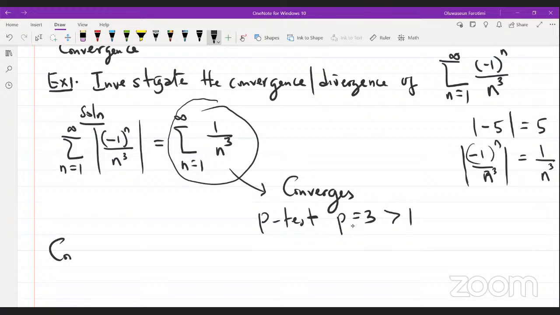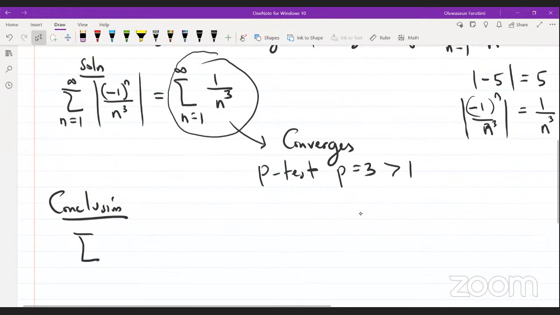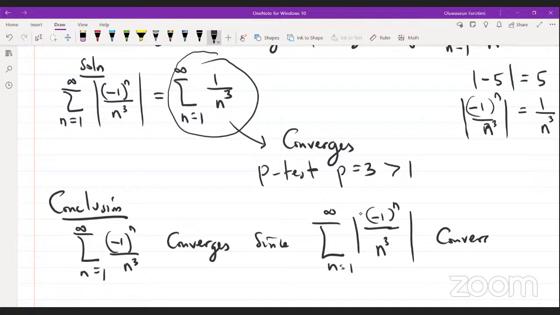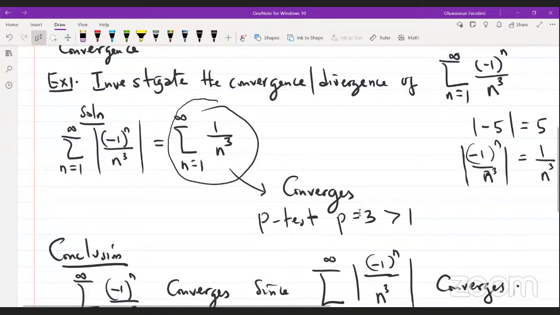Okay, so what is going to be my conclusion? My conclusion is just going to be that this guy, the original series, converges since this guy, okay, I'm missing a (-1)^n, since this guy converges. Now, can you see that in this case, the convergence of the original series is dependent on the convergence of the series of its absolute value?